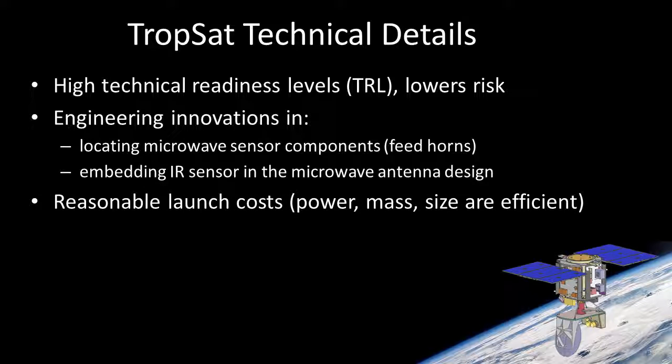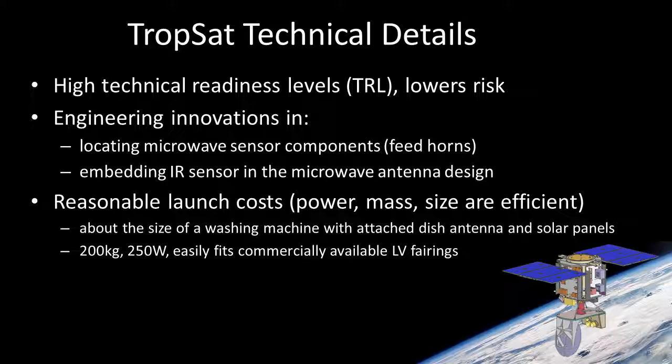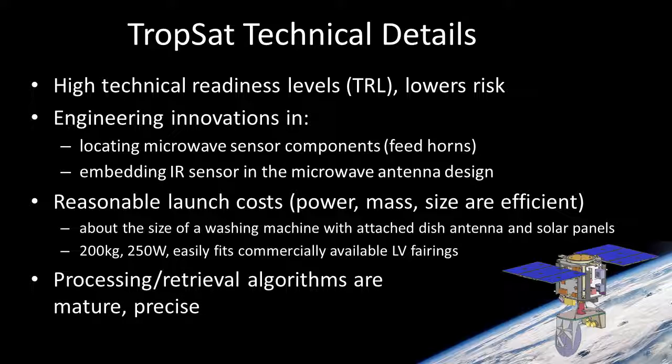The mass, size, and power requirements of the TropSat system are all those of a moderate-scale orbiter, roughly the size of a washing machine, and therefore compatible with a variety of new and increasingly reliable launch options emerging from the private sector. This opens the door to substantial reductions in cost. Again, because of the individual instrument system heritage, signal retrievals, error models, and accurate estimates of measurement precision are all in hand for a future TropSat data stream.